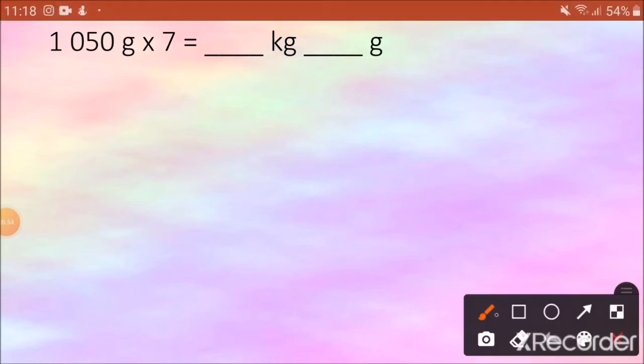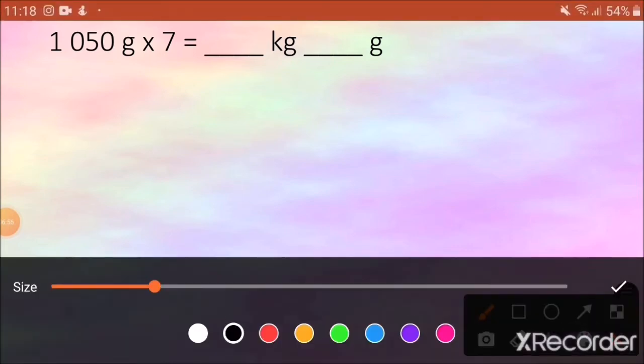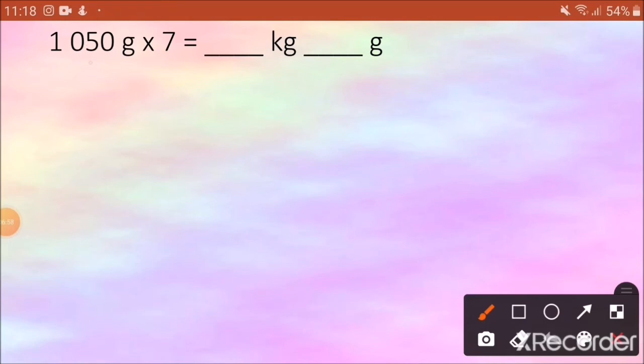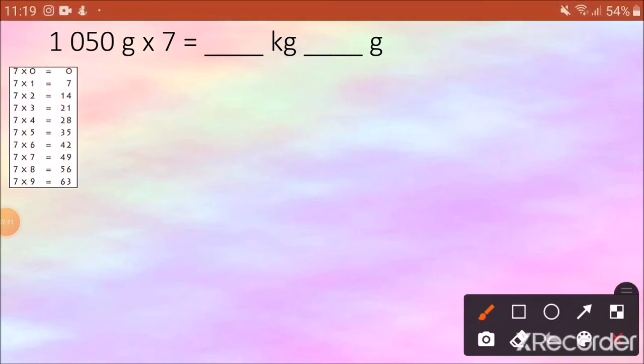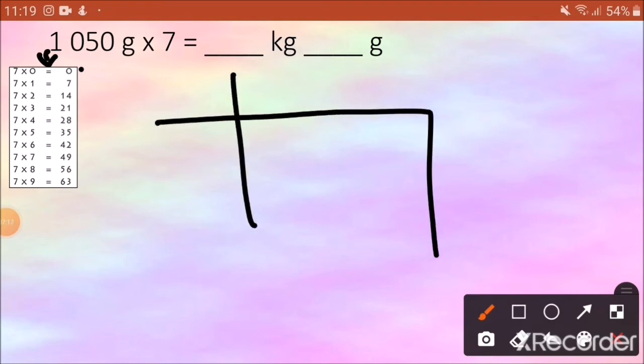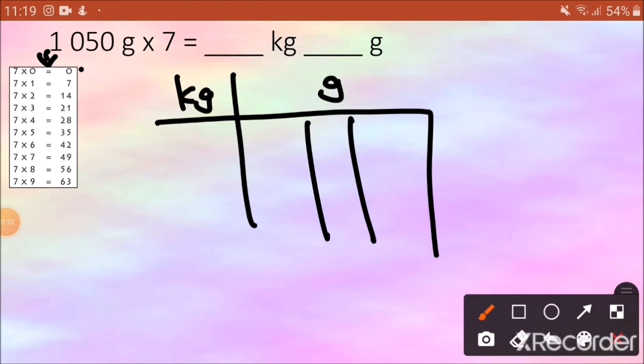So this one, where you have 1050 gram times 7, you have to write your answer in kg and gram. Same thing, this one is 7, so we must have the timetable for 7 first, which is this one here. Now we can draw our table first. No, not the table, the toilet first. So same, which is 3 columns, because 1 kg is equal to 1000 gram.